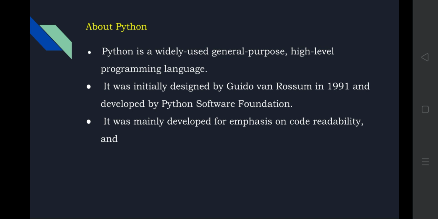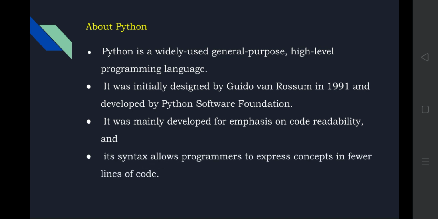It was mainly developed for emphasis on code readability. What is code readability? The code should be easy to read and understand. So that is called code readability. That means fewer codes will lead to good readability. So Python is one such language where we can have fewer lines of code, which improves the readability.